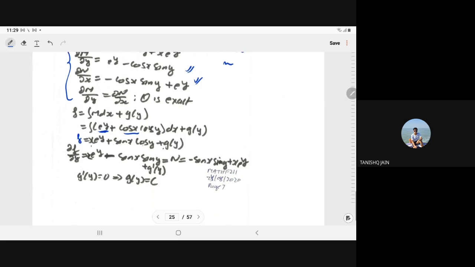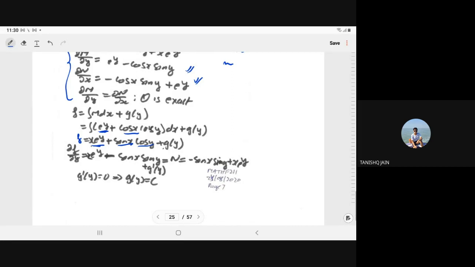When this is the F, you differentiate with respect to y. So ∂F/∂y will come x e^y, differentiating with respect to y keeping x as a constant, minus sin x and its derivative is minus sin y, so minus sin x sin y. And we know that ∂F/∂y is N. So N in our question is minus sin x sin y + x e^y. So on both sides you will see both are the same thing.